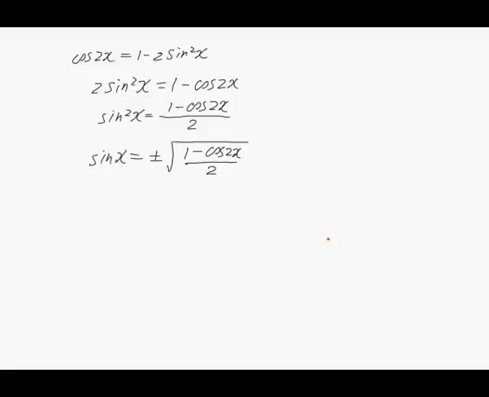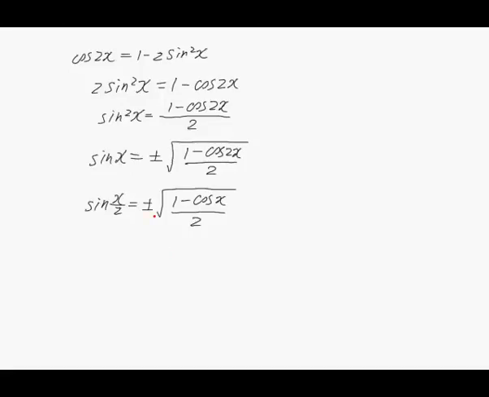Now let's replace x by half x. Then we get sine of half x equal to plus minus the square root of 1 minus cosine. Okay, 2 times half x, you got x, right? So you have 1 minus cosine x, and then divided by 2. So this is the half angle identity for sine.